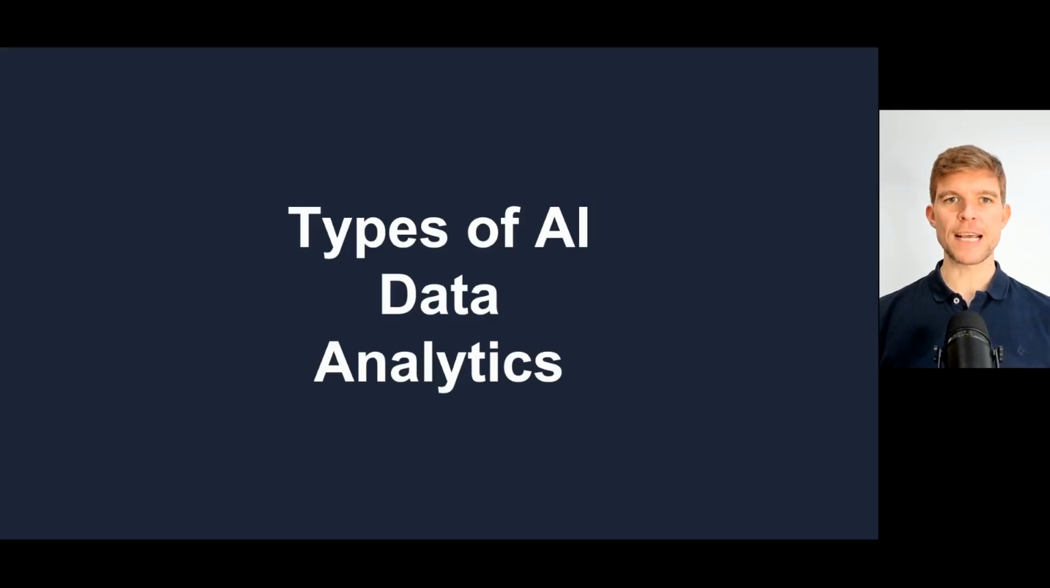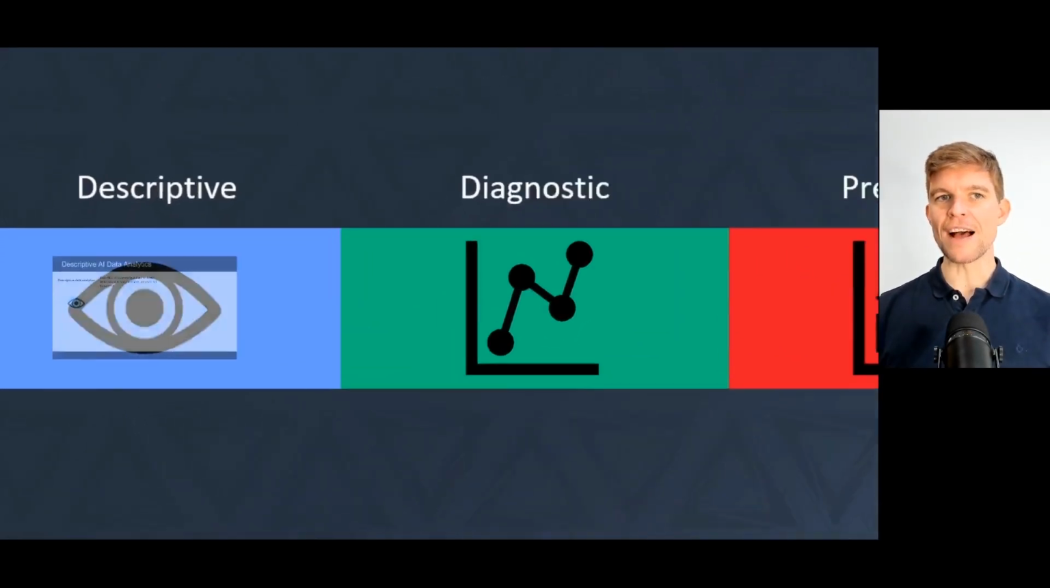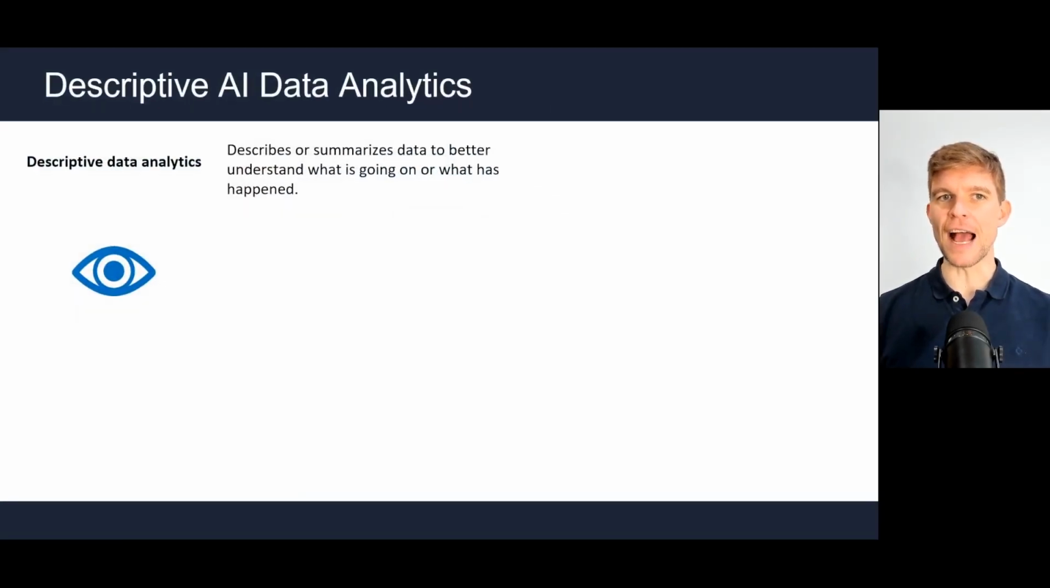Let's look at different types of AI data analytics. Now we're really getting to the advanced techniques for understanding how AI can help us analyze data. We generally have four different types of areas for data analytics. At the basic level, we have descriptive data analytics.